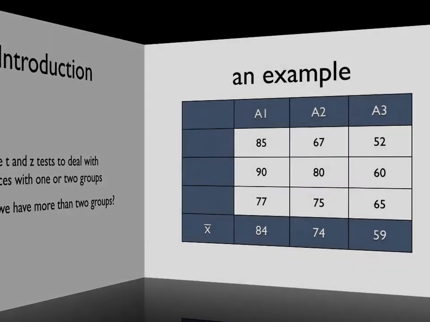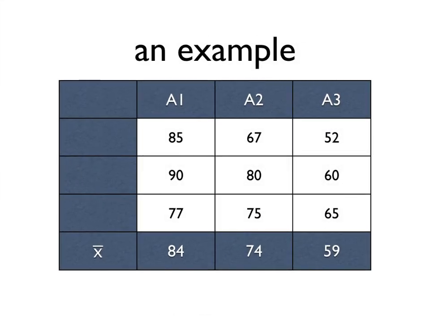So let's just say we have three groups here. They have an independent variable called A. Yes, I'm so out of ideas, but I'm just giving them names of variables like A. There are three levels of A, 1, 2, and 3. Numbers don't matter so much. The point is, we've got a pretty simple design here. We've got three subjects per group. And we want to know if these means, 84, 74, and 59, are different from each other.